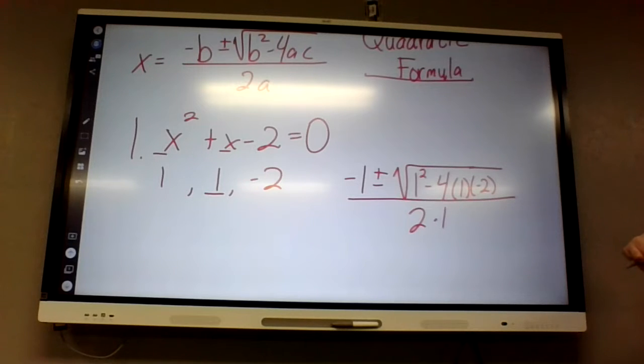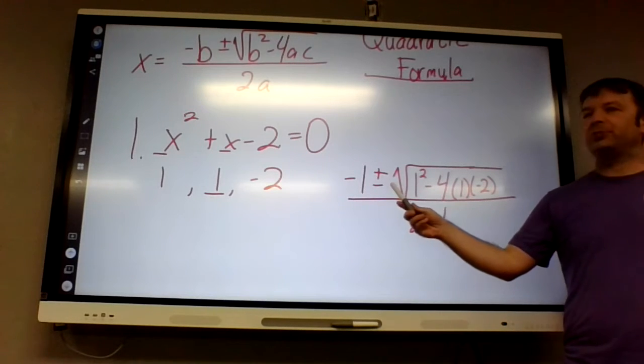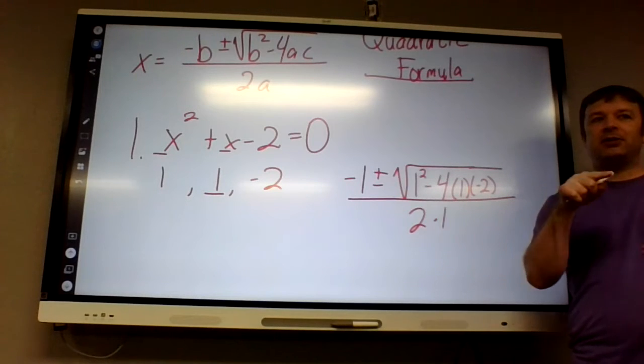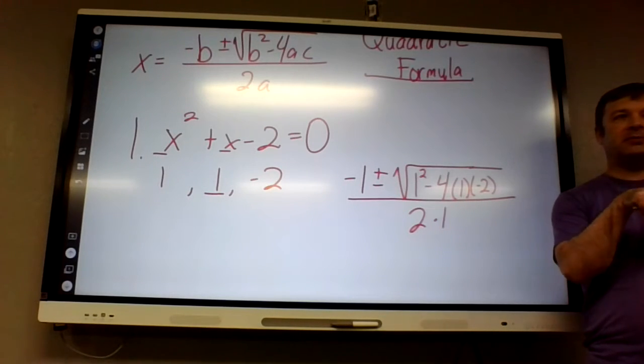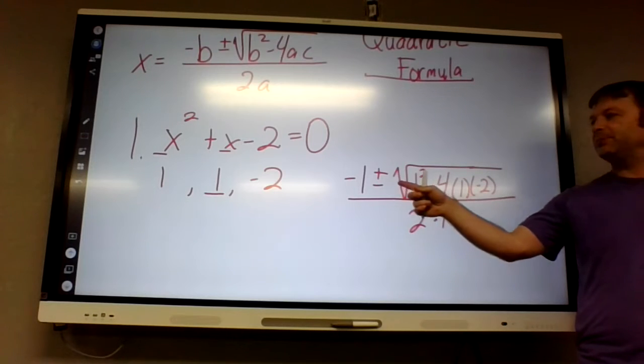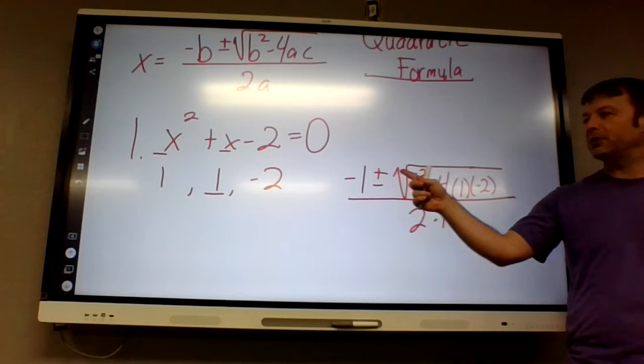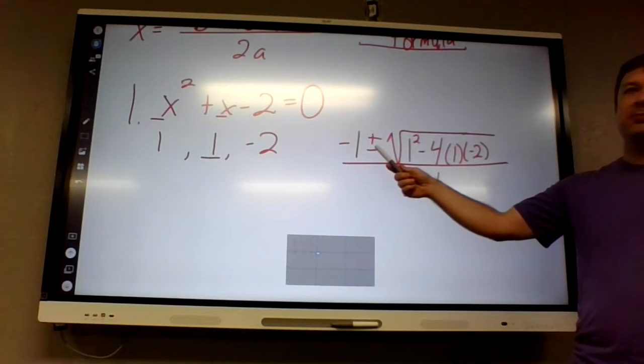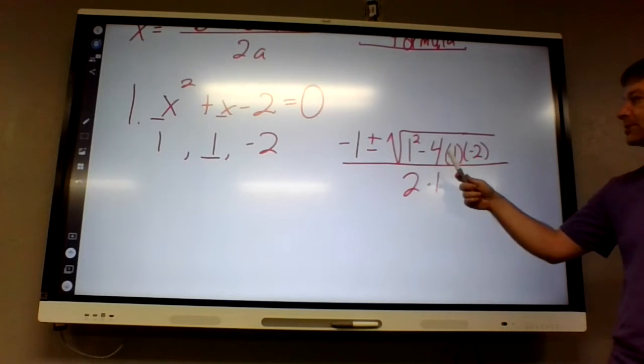You can do this on a calculator, but there is a problem. Does anybody see an issue? So how could we handle the plus or minus? You could do it separately. A lot of calculators, you can just hit the back arrow and go change the plus into a minus for the second part. It's really two separate problems, two separate answers, just like yesterday.